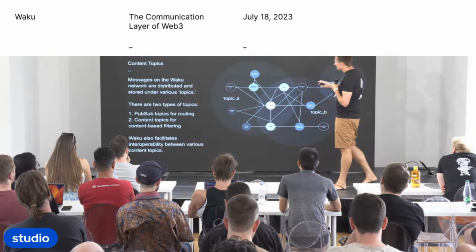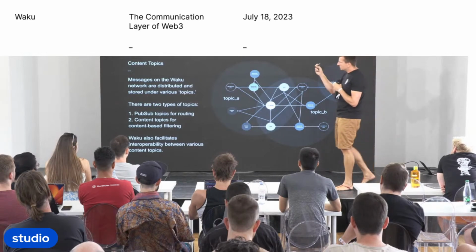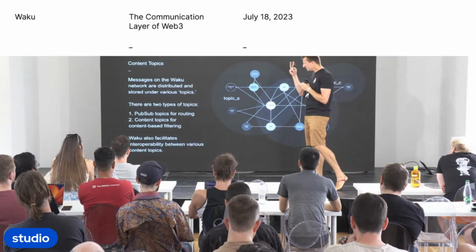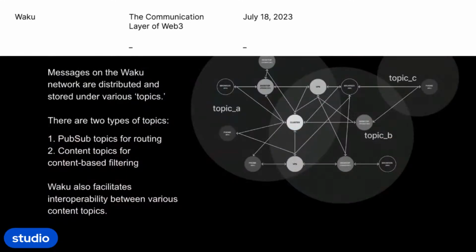I'll very briefly just say something about topics, because there are two types of topics in the Waku network. Pub subtopics, that's like the underlying libp2p layer, we use libp2p, the Go libp2p implementation. And there is a gossipsub protocol to distribute messages. So the pub subtopic is for routing to get your message through the network, and then the content topics are for content-based filtering. So to know what messages you actually care about in your application.